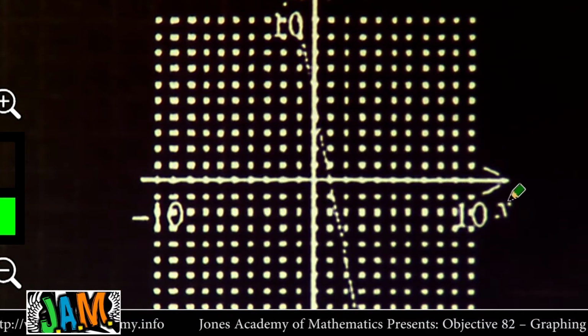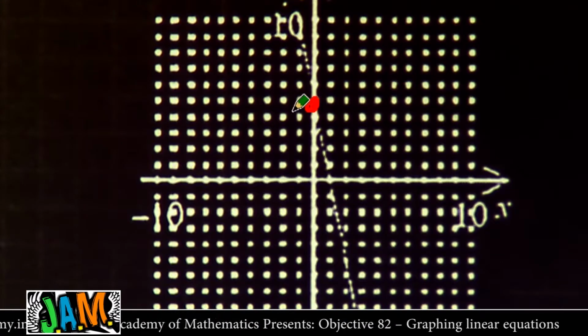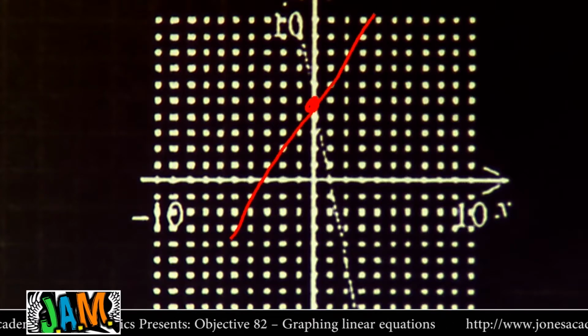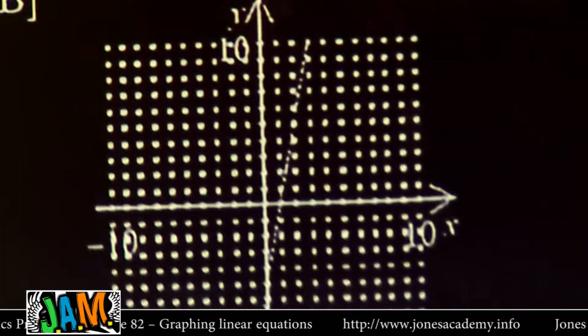If I look at A, yeah, I think A crosses at 5. But remember, my slope is supposed to be 5 over 1. So I should be rising 5 and running 1. I should be looking like this somehow. So A is no good. Now I'm scooting it over here to the right, looking at B.